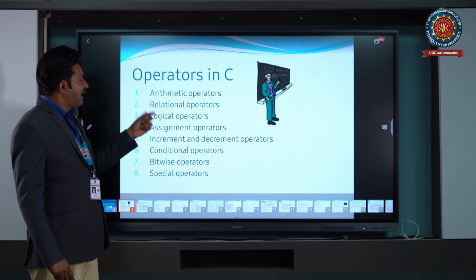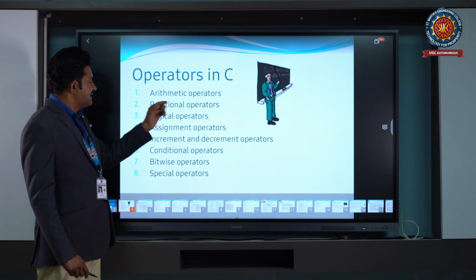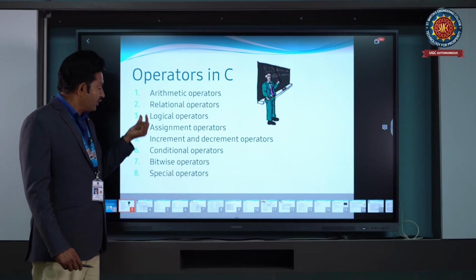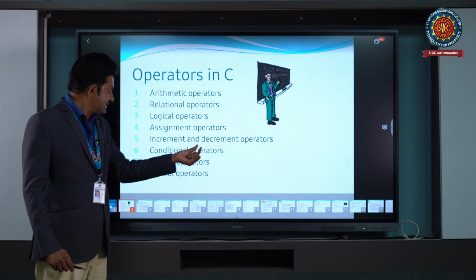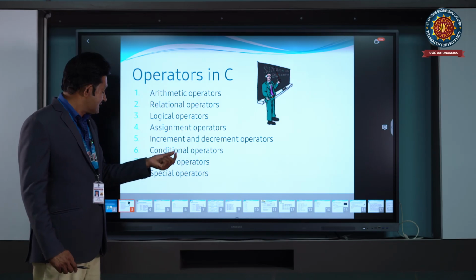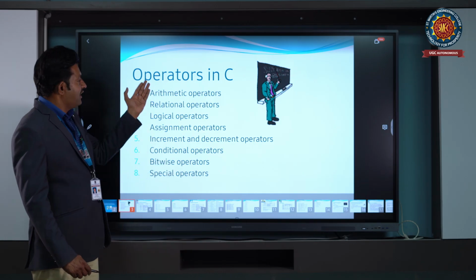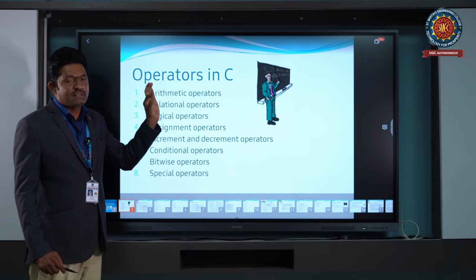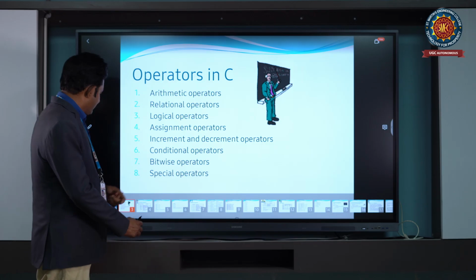Next, coming to the different types of operators in C. There are different types of operators available in C. The first one is arithmetic operators, second is relational operators, third is logical operators, fourth is assignment operators, fifth is increment and decrement operators, sixth is conditional operators, seventh is bitwise operators, and eighth is special operators. These are the operators available in C. I already explained that an operator is a special symbol. Now we will discuss them one by one.